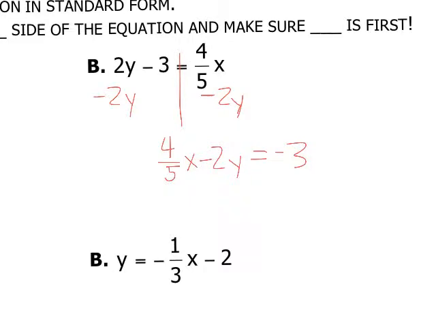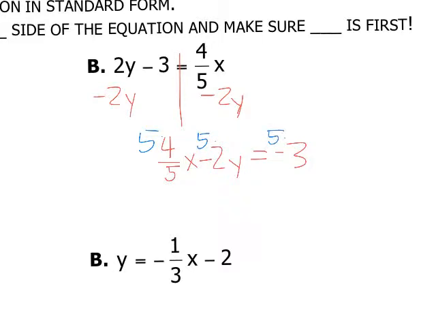Alright, so are x and y on the same side? Yes. So is it in standard form? No. Why not? Fraction, right? Remember, standard form can't have fractions. So if I have a denominator of 5, in order to clear the fraction, I just need to multiply every single piece by that denominator of 5.